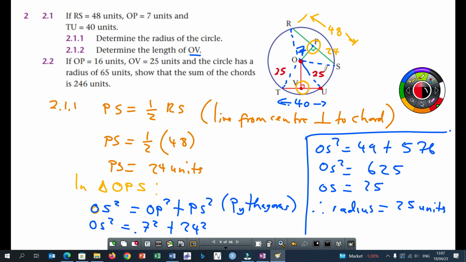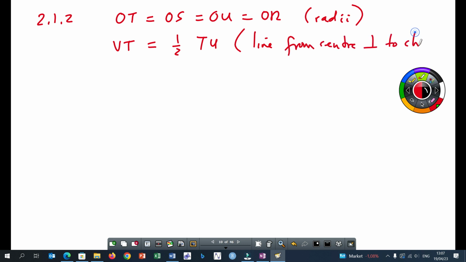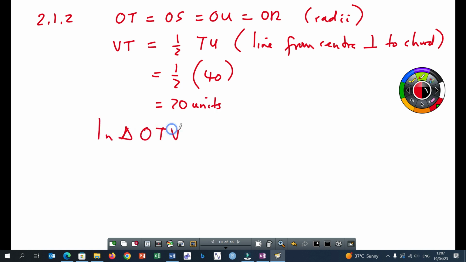So I'll say VT or TV is going to be equal to half of TU. And the reason: line from center perpendicular to chord. So that will be half times TU, which is 40. So you end up getting 20 units. Then, in triangle OTV, if I use the theorem of Pythagoras, OT squared is going to be equal to TV squared plus OV squared. Right? And this is Pythagoras.